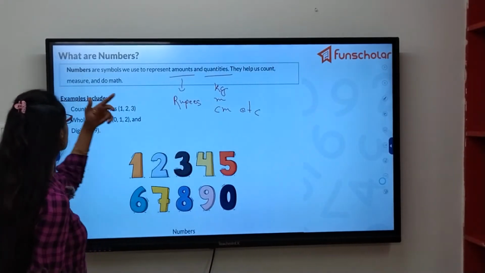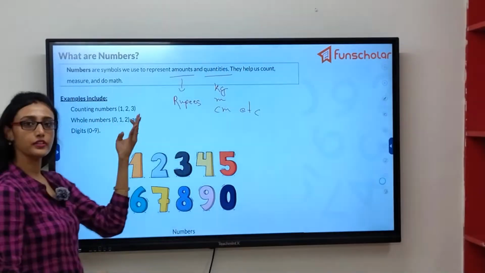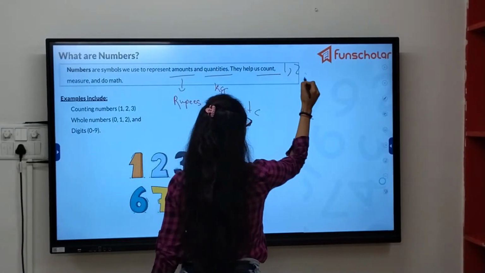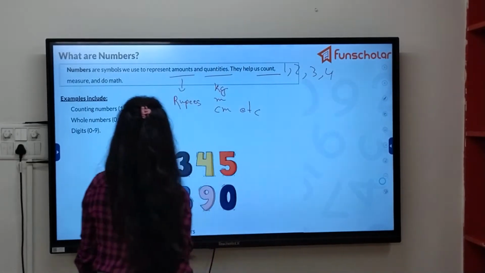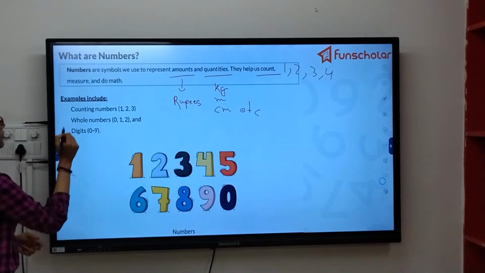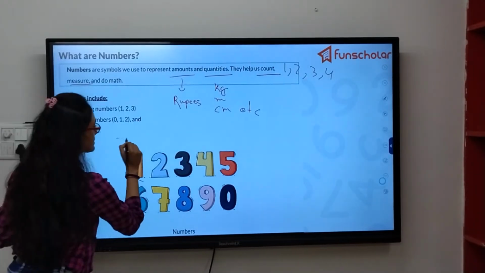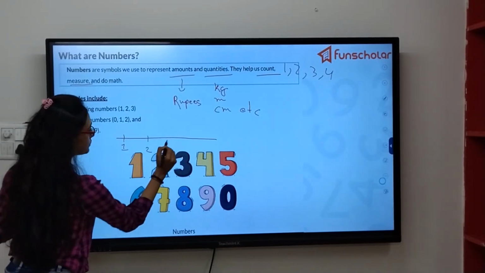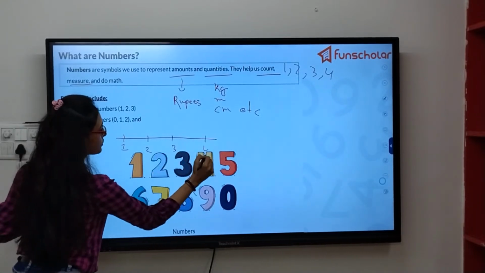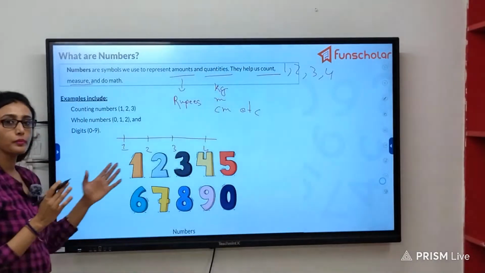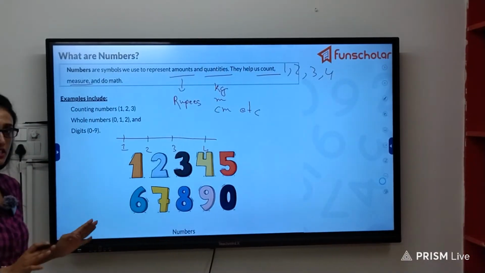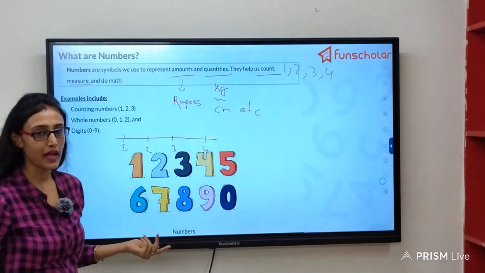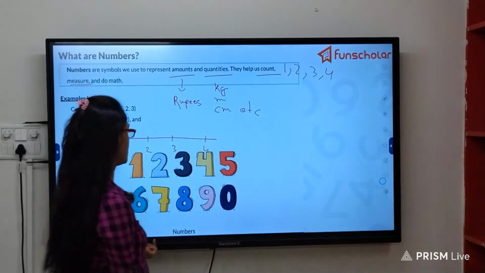They help us count 1, 2, 3, 4, you count. Measure. If this is a scale and I write 1, 2, 3, 4, so using this scale you do measure something like board or chair. So measurement. And do maths. Obviously you do maths using the numbers.